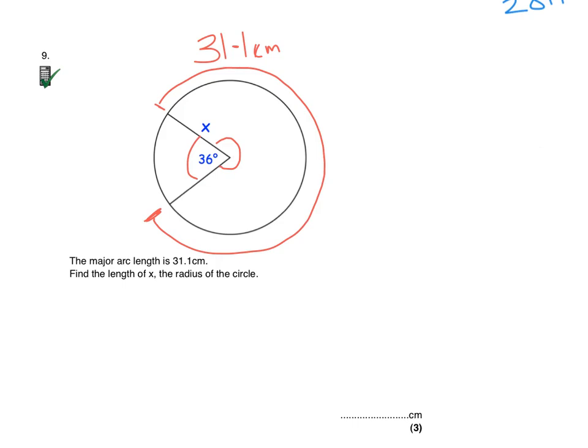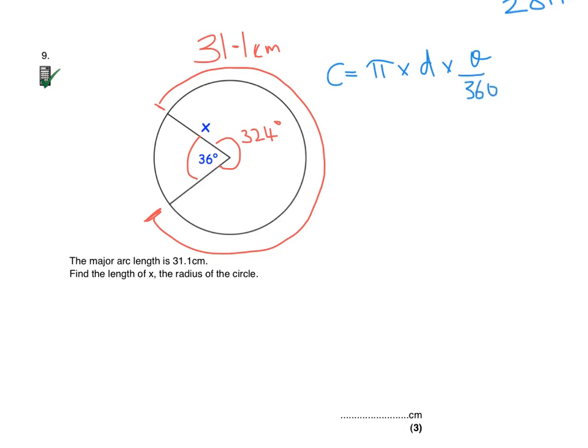So that must be 360 take away 36, which is 324 degrees. And x, I don't know. I don't know the radius, but I know an equation whereby I use the diameter. So I'm going to go for the same one I've been using the whole time. The arc length, I'm just going to call it C, equals pi times d times theta over 360.